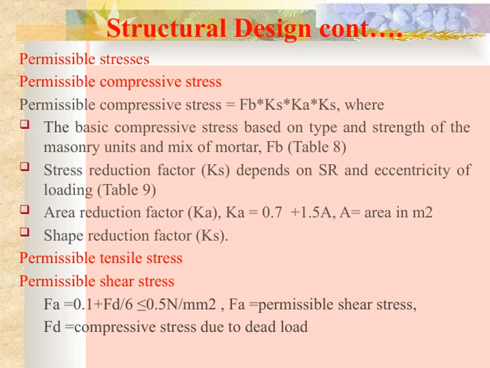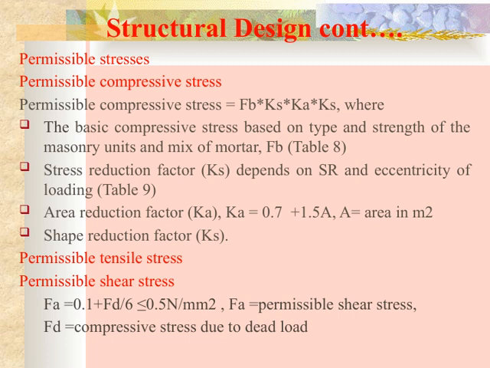Let's continue by discussing the permissible stresses in structural design. First, we'll look at the permissible compressive stress. This is calculated using the formula FB multiplied by Ks, Ka, and Ks again, which accounts for different factors affecting the material. FB, which is the basic compressive stress, depends on the type and strength of the masonry units, as well as the mortar mix. You can find the values for FB in Table 8.